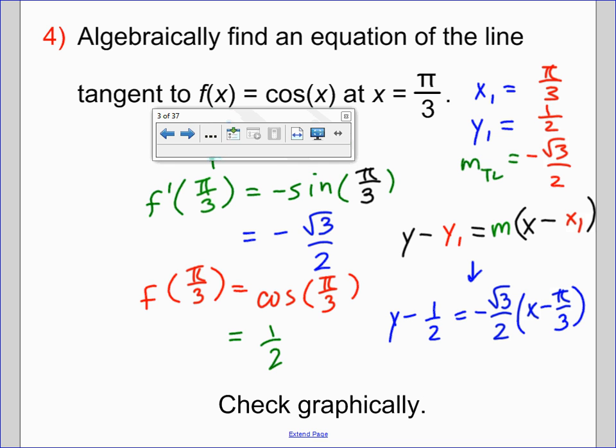If we're simply asked to generate the equation, we could leave it here in point slope and stop. However, if we want to check graphically, it makes sense to solve this for y because I have to enter in my y equals menu.